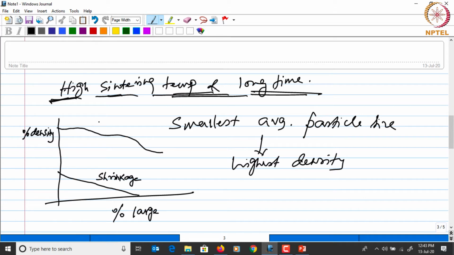Something like this for the sintered density, whereas the green density would vary with an opposite trend, showing an increase with increasing percentage of the large particles.